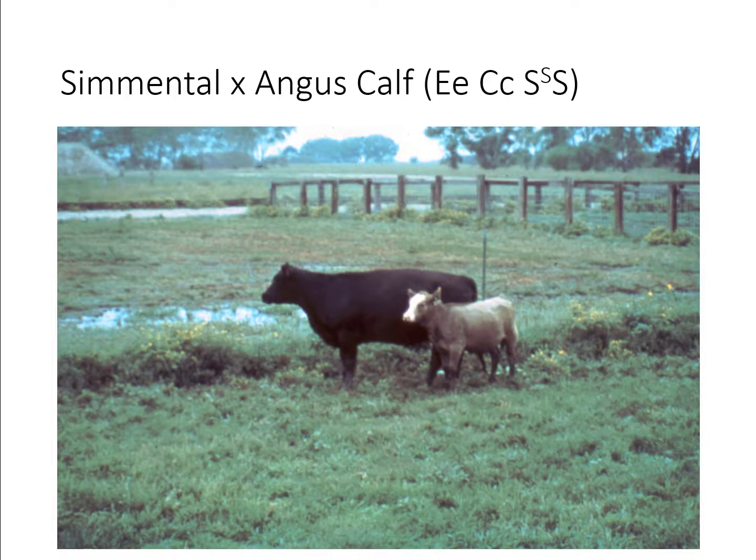And here we have a Simmental Angus calf. From our Angus, we get a big E, a big C, and a big S. And from our Simmental, we get a little e, a little c, and big S, S. So big E makes this calf black, a little c dilutes the black color, and a big S, S with big S gives us the blaze face.